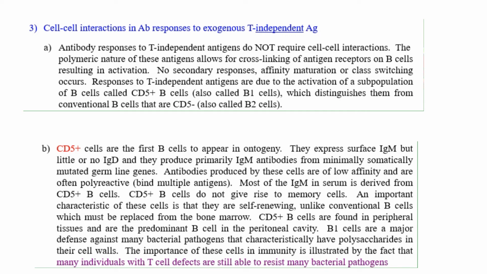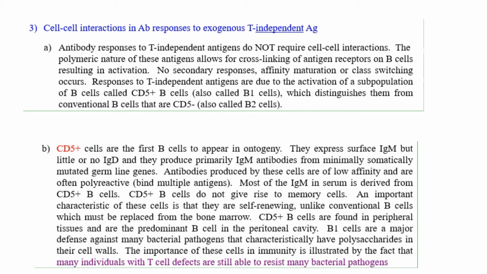An important characteristic of these cells is that they are self-renewing, unlike conventional B cells, which must be replaced from the bone marrow. B1 cells are found in the peripheral tissue and are the predominant B cells in the peritoneal cavity. B1 cells are the major defense against many bacterial pathogens that are characteristically polysaccharide in nature.